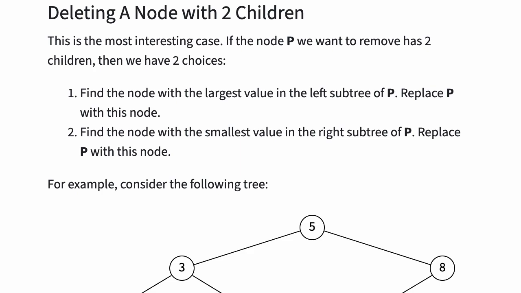Now let's try to delete a node with 2 children. This is the most interesting case. If the node P we want to remove has 2 children, then we have 2 choices. 1. Find the node with the largest value in the left subtree of P, and replace P with this node. 2. Find the node with the smallest value in the right subtree of P. Replace P with this node.